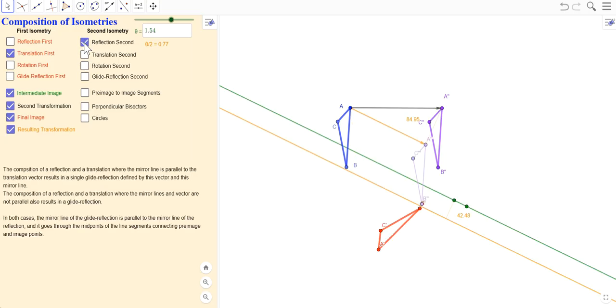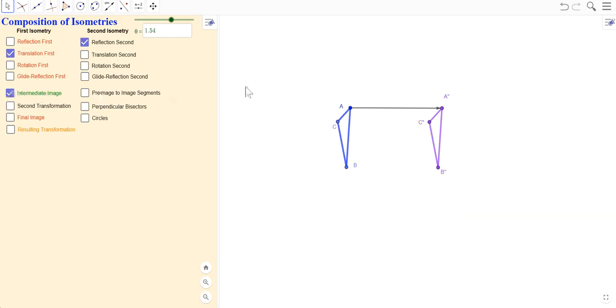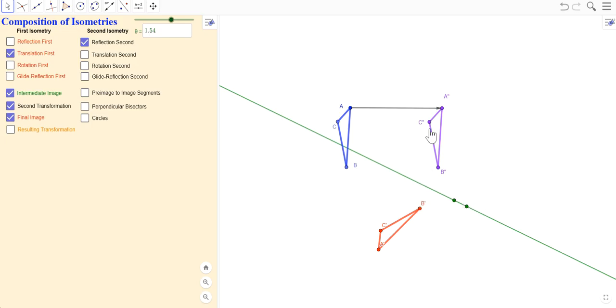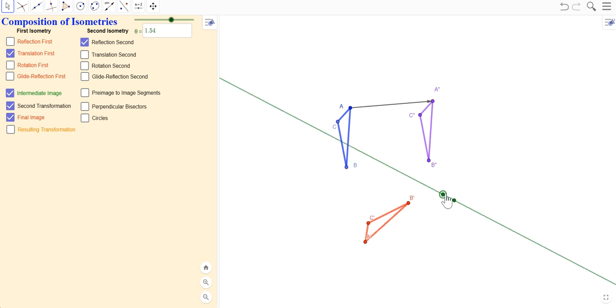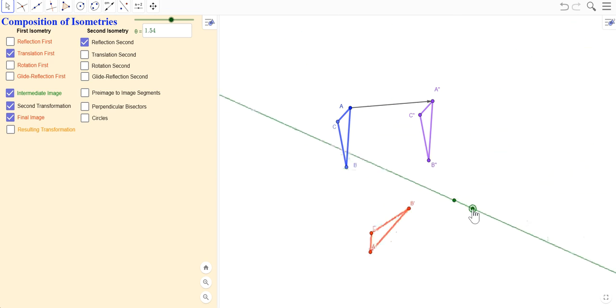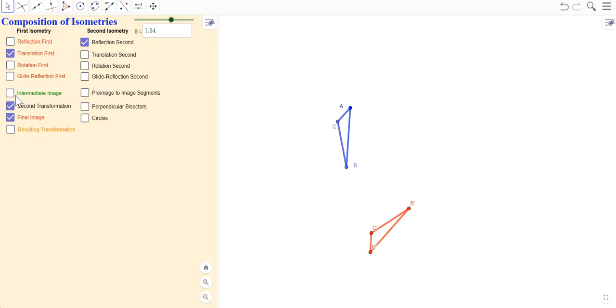Okay, what if you have a reflection second? So here's our final image here. We translate here, then reflect that about this line. How does the original one compare to that? Well, one way you can find that is to look at those different midpoints.